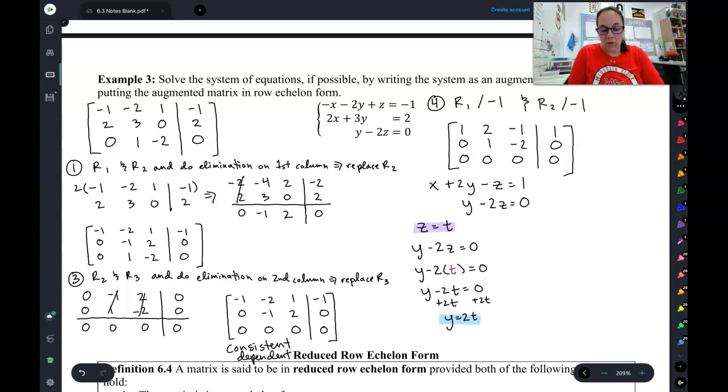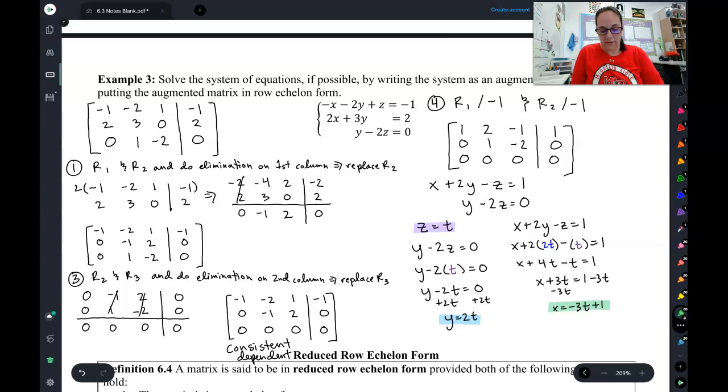And then I'm going to go with my top equation. Plug in the 2t for y, substitute that in, minus, plug the t in for z, substitute that in, and I get x plus 4t minus t equals 1. 4t minus t is 3t. So I get x equals negative 3t plus 1.